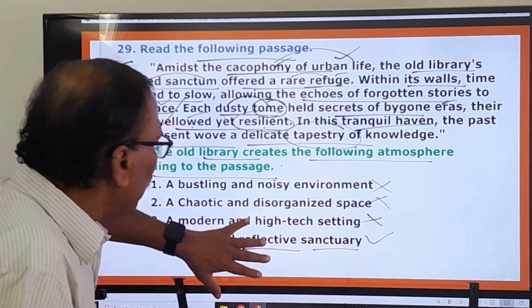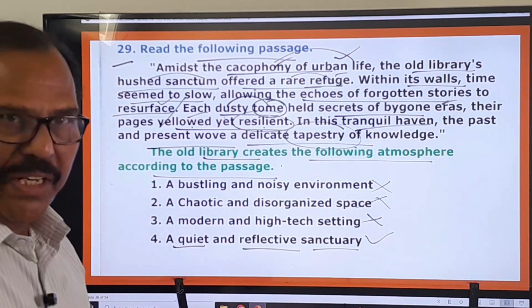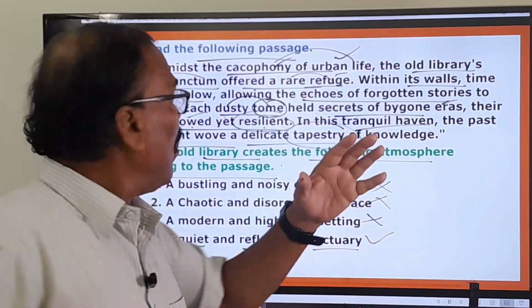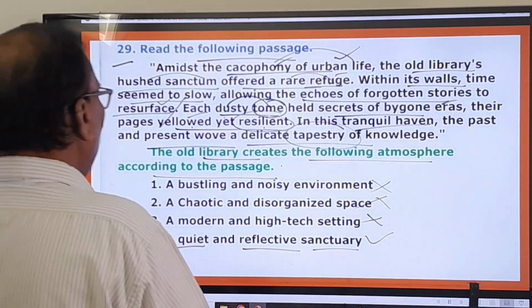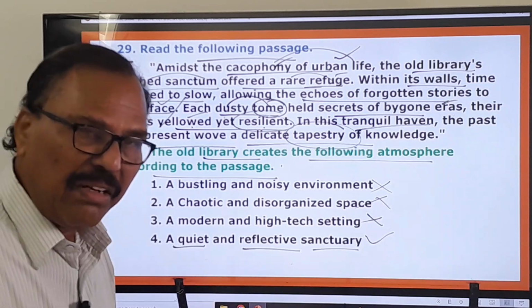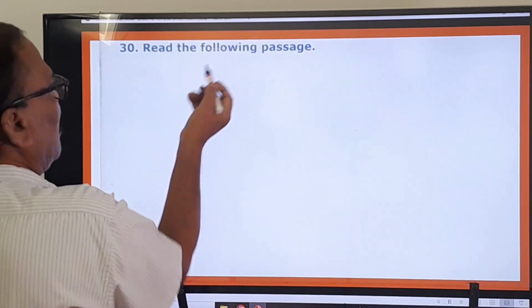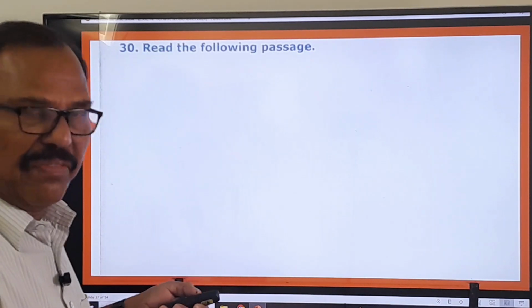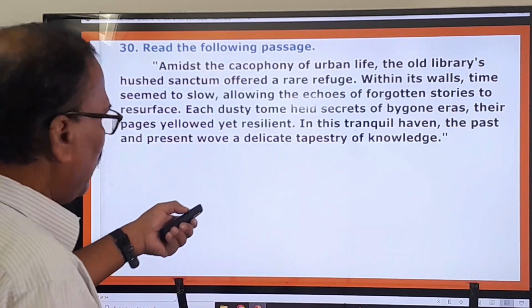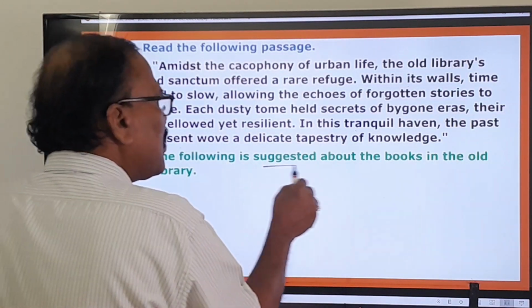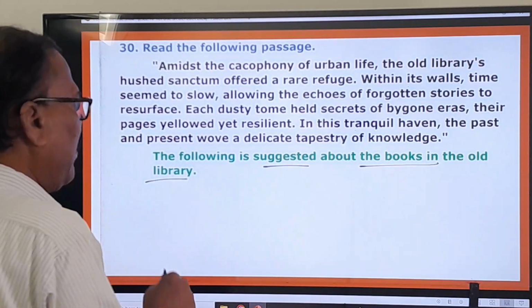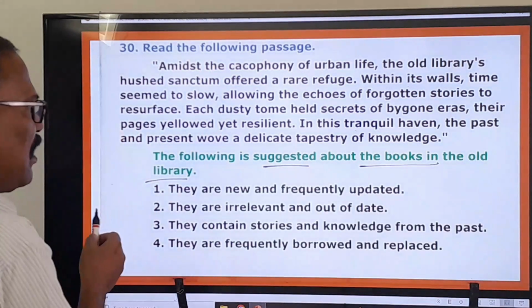So that kind of atmosphere you can find in the library, even though outside there is a lot of cacophony of urban life. Now you move on to the last question of this part 1 video. Again the passage is given here for your convenience. The same passage. What is the question asked by the examiner? The following is suggested about the books in the old library. What is suggested about the books in the old library?